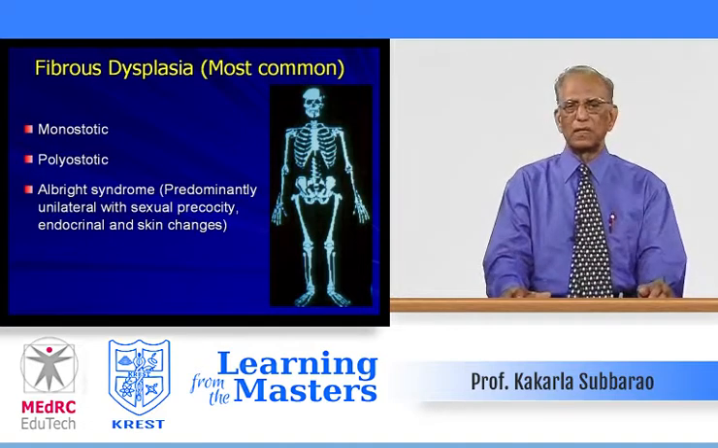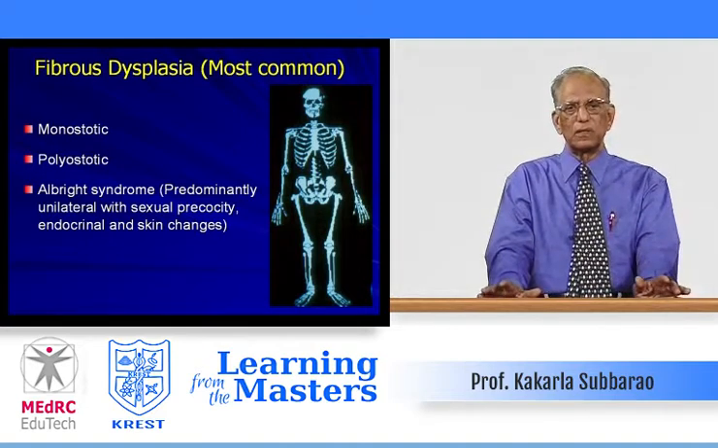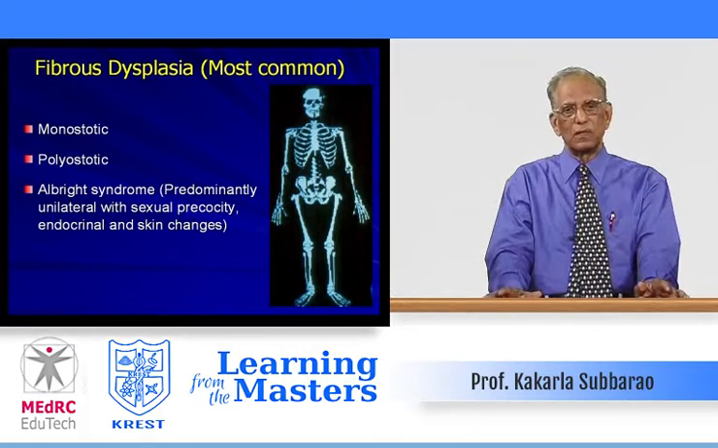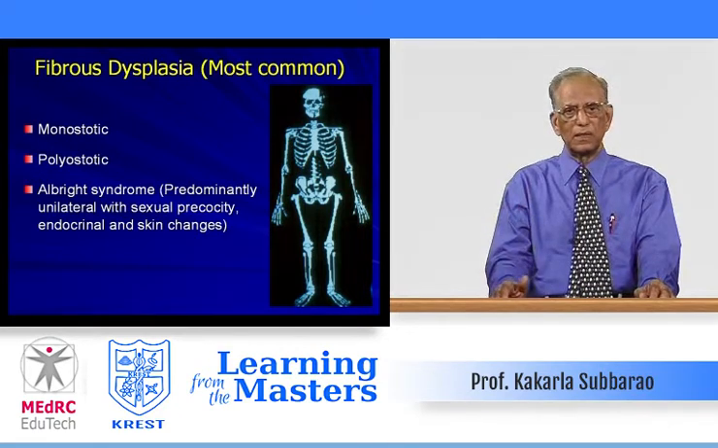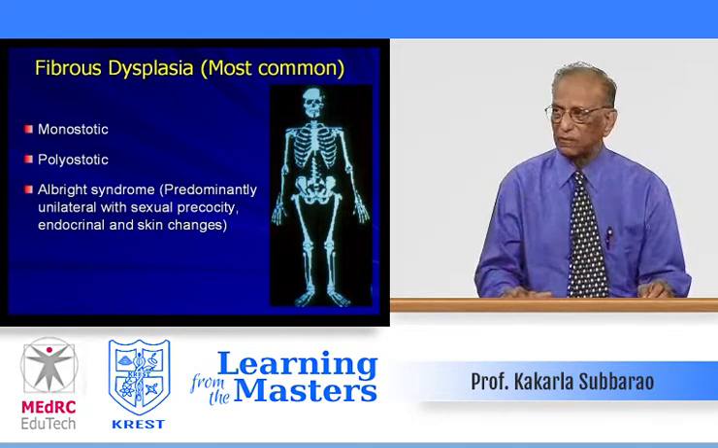Fibrous dysplasia, another entity, most common. Of all these osseous dysplasias, fibrous dysplasia of the bone is rather common. Could be monostotic or polyostotic. And when it is polyostotic, there is what is called Albright syndrome, predominantly unilateral. Can occur bilaterally, but predominantly unilateral, sexual precocity and endocrinal and skin changes. That's why Albright has described this as a specific entity.